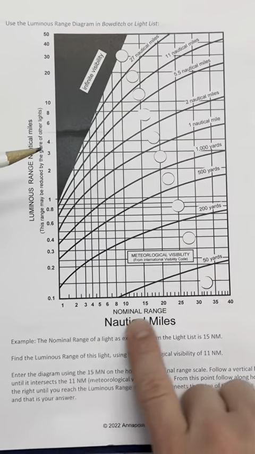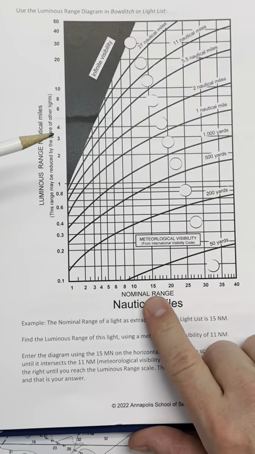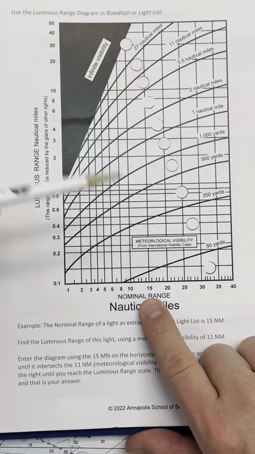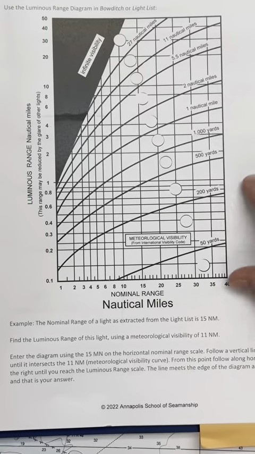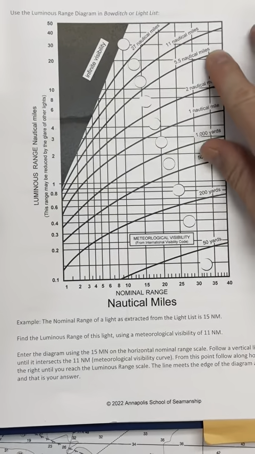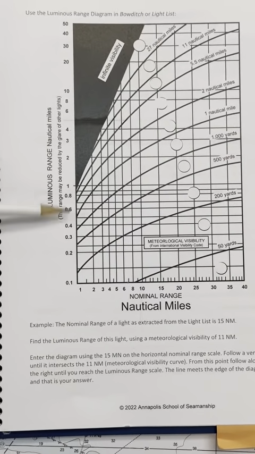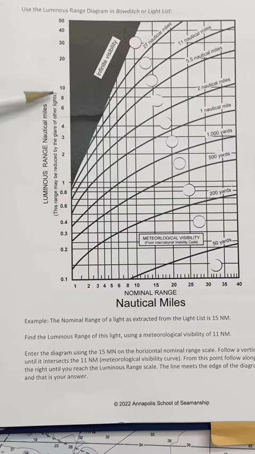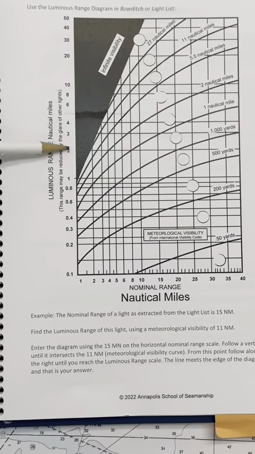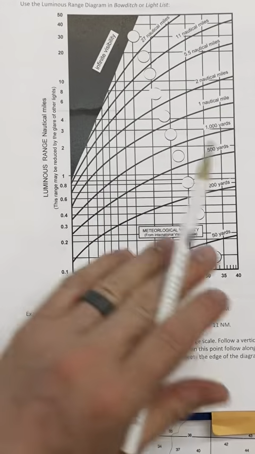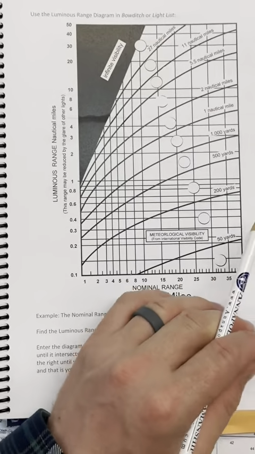We're given the nominal range on either the light on the chart, or we can look it up in the light list. The problem will give us our visibility, and what we are solving for is the luminous range, on the left side of this table. You can see the numbers on the side here. There may be times where you land in between and you may have to interpolate a little bit.